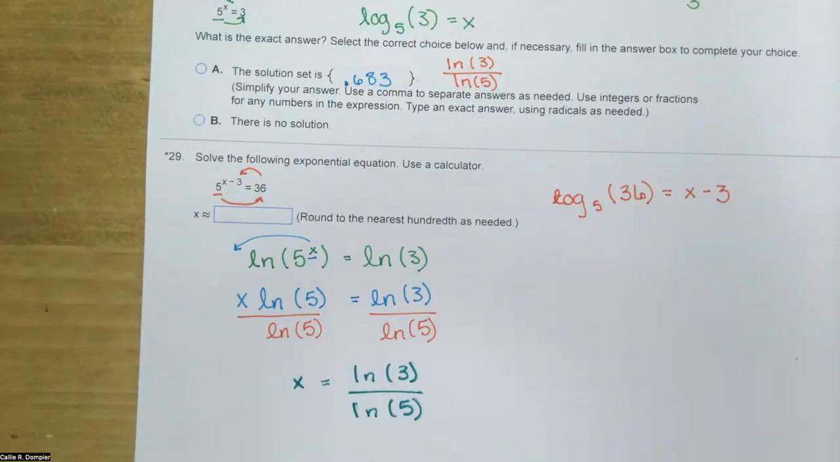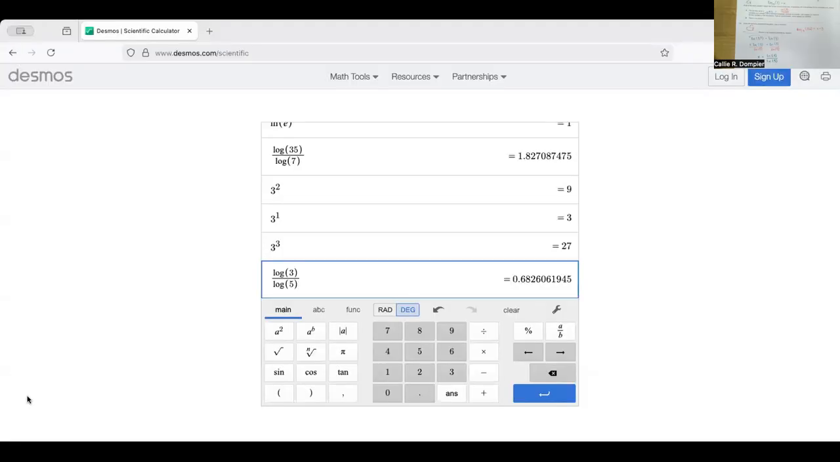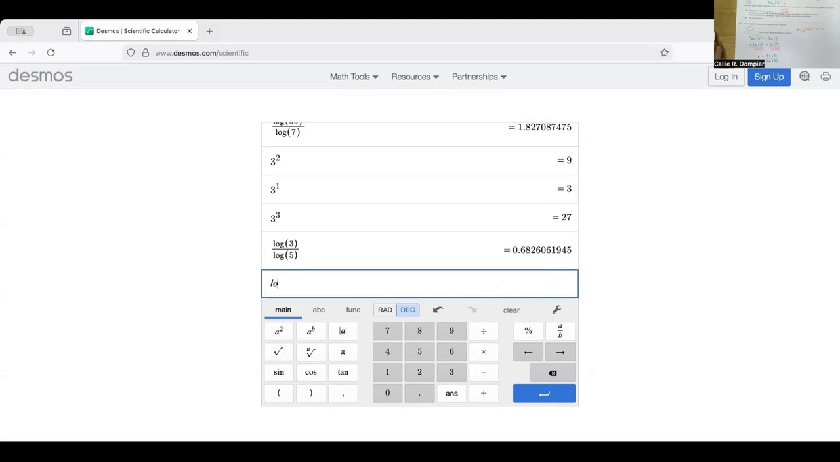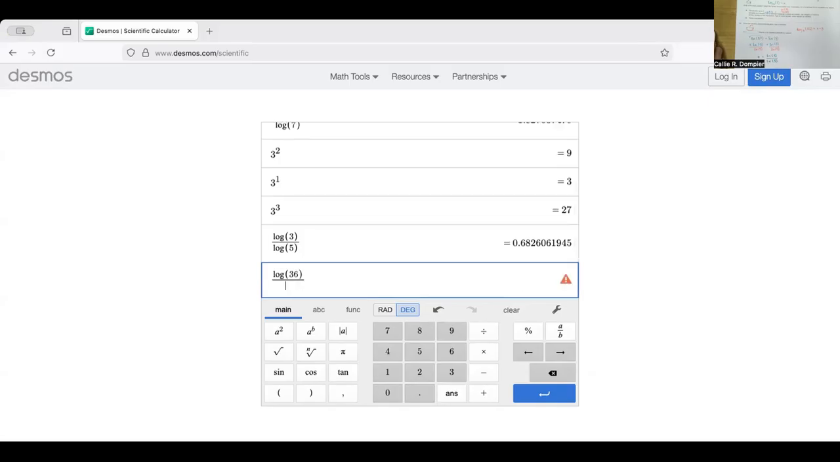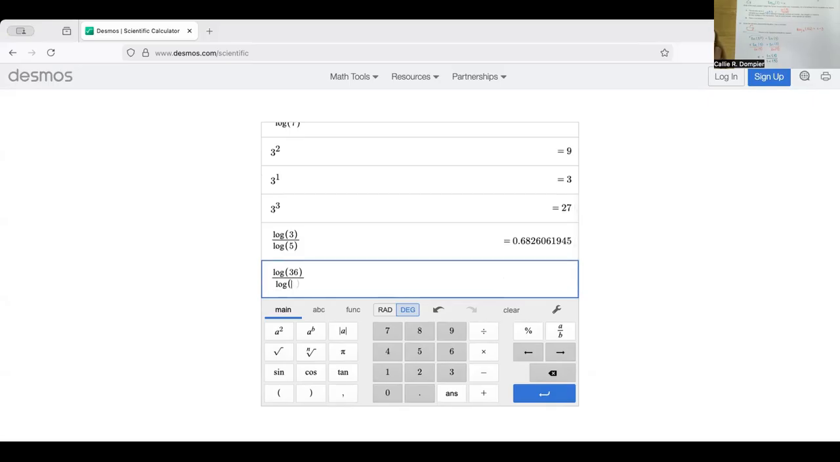What I'm going to do is log base 36 divided by log base 5 is equal to 2.2265. And then I'm going to say that is equal to x minus 3.